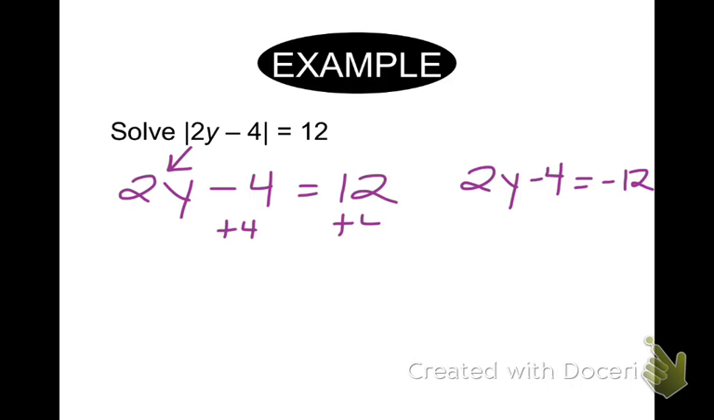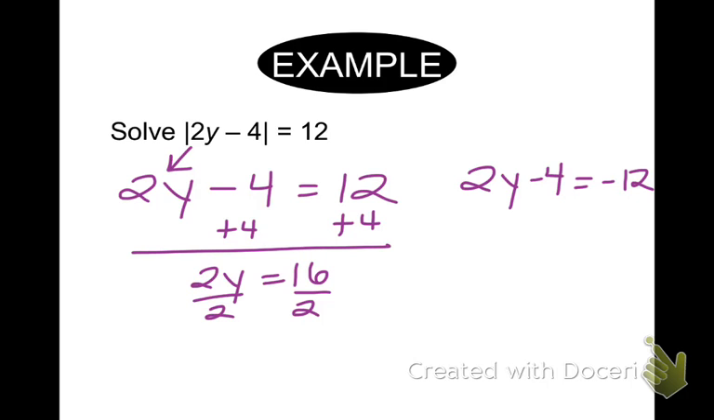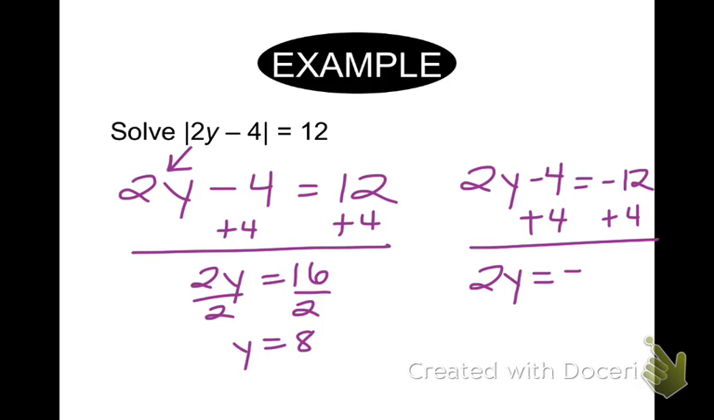Add 4, 2y equals 16, divide by 2, get y is equal to 8. Add 4, 2y equals negative 8. I feel like I'm going fast because I feel like this is children's play for you right now. And we get y is equal to negative 4. You guys in agreement? Now how do we write our answers?